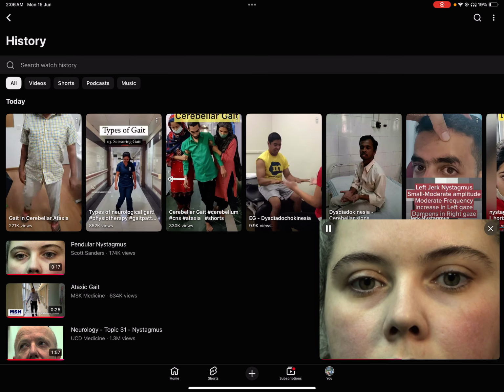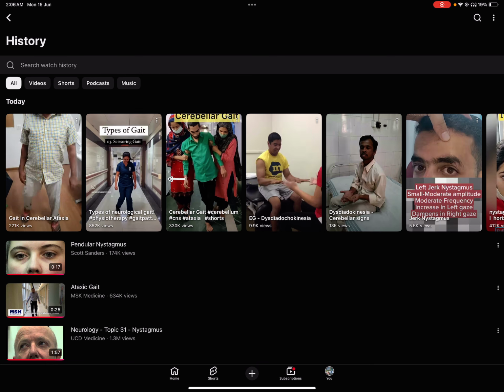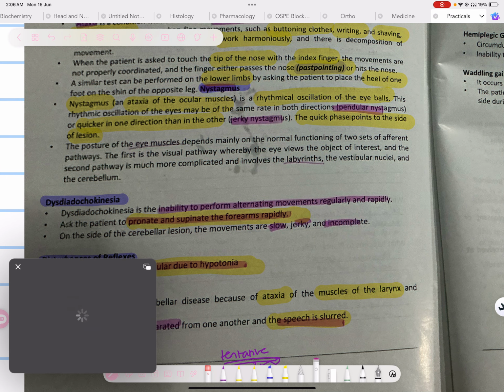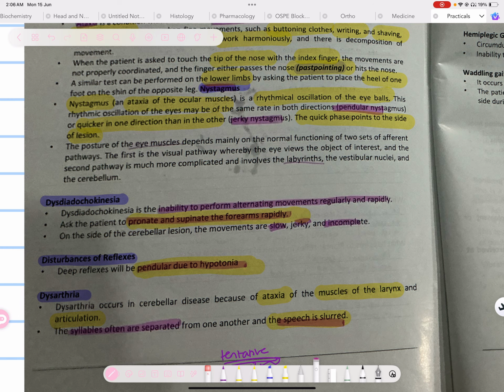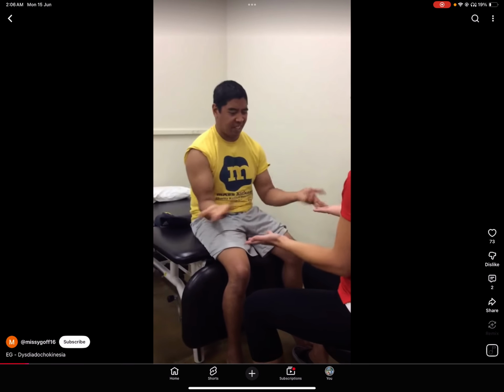That's a pendular nystagmus, and I've already showed you the jerky nystagmus. Dysdiadochokinesia is the inability to perform rapidly alternating movements. I've already told you. Yeah, okay.